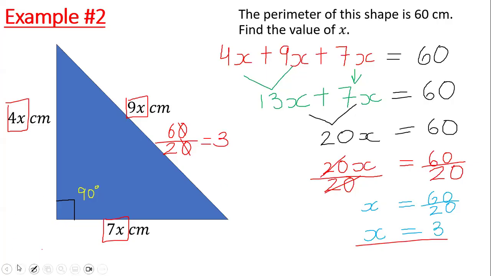And so what that means is this side is 4 times 3, which is 12. This side is 9 times 3, which is 27. This side is 7 times 3, which is 21. And then add all of them up. And then we get 60.